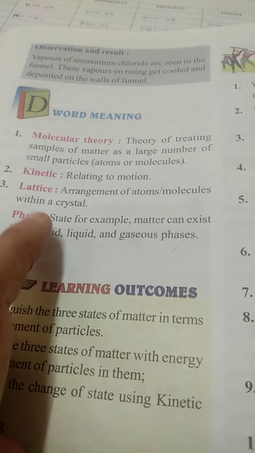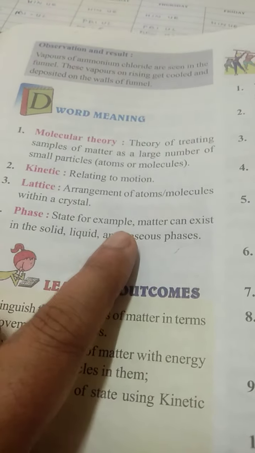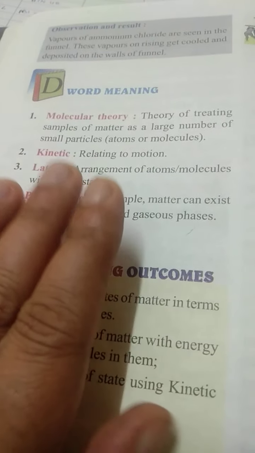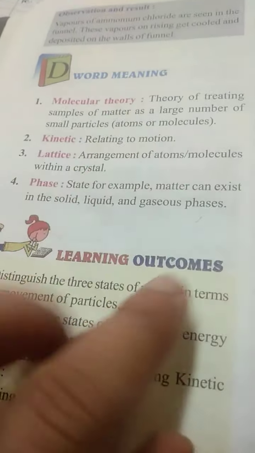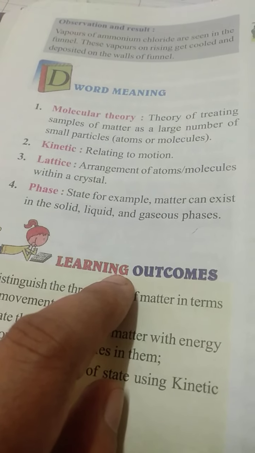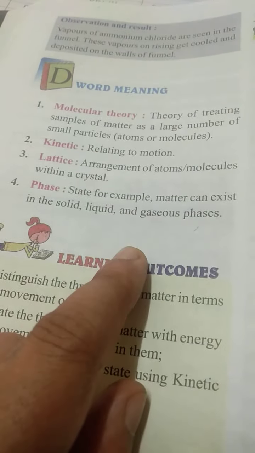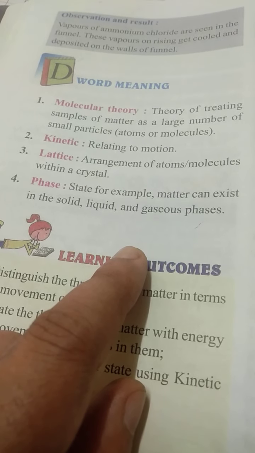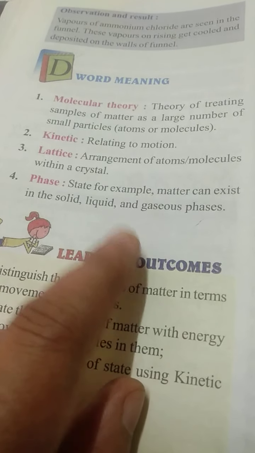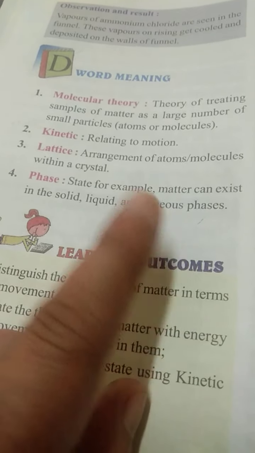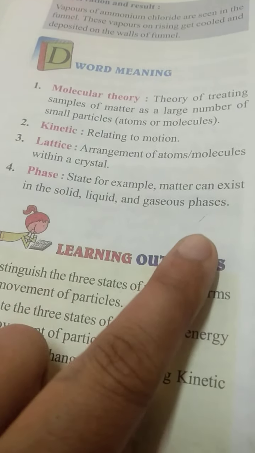The next one is phase. Phase means state. First, gaseous phase or solid phase, that is just another word for state. Matter can exist in solid, liquid and gaseous phase. Normally we say matter can exist in solid, liquid and gaseous states, but instead of that we are using phase here.